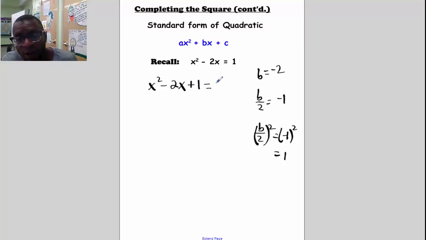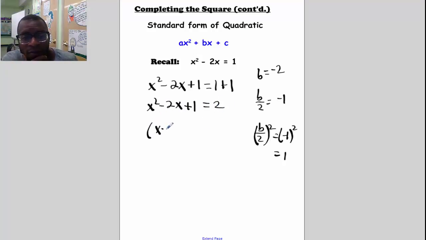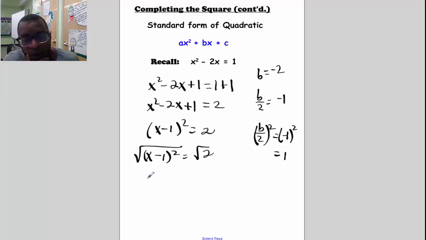And what I do to the left side, I must do to the right-hand side. So I'm going to add 1 here as well, and I get x squared minus 2x plus 1 equal to 2. Then I want to factor the left-hand side, so I get x minus 1 squared equal to 2. I solve by taking the square root of both sides, and I get x minus 1 equal to plus or minus the square root of 2. Then I need to isolate x, so I'm going to add 1 to both sides.